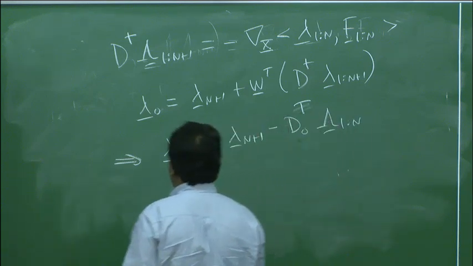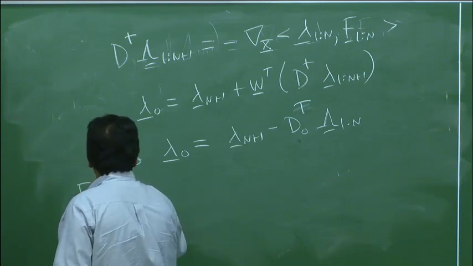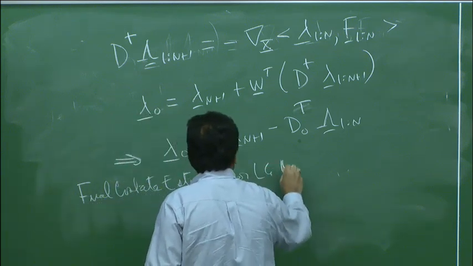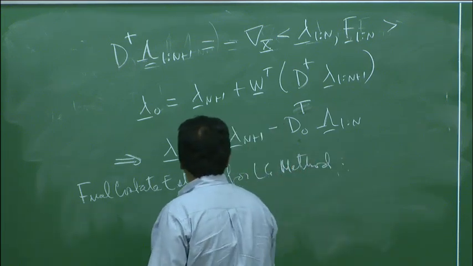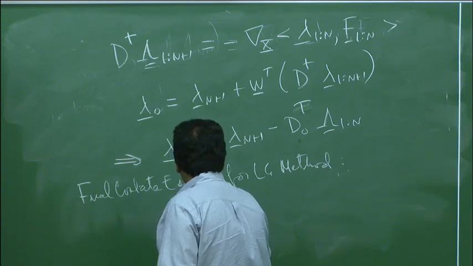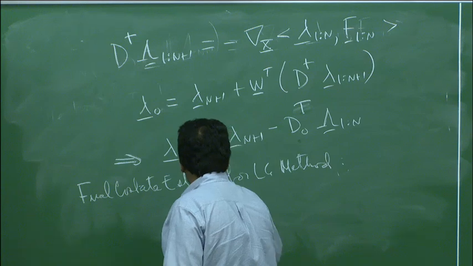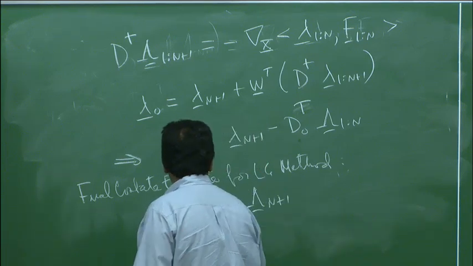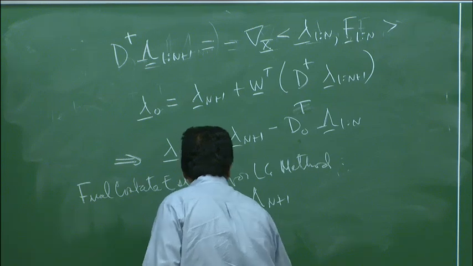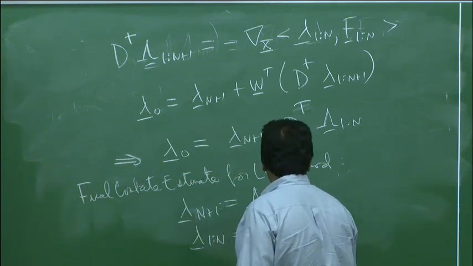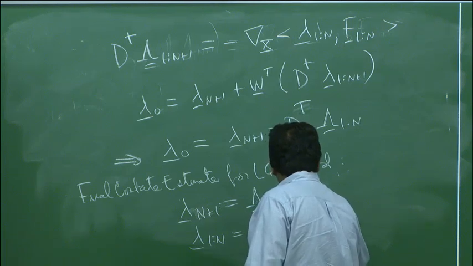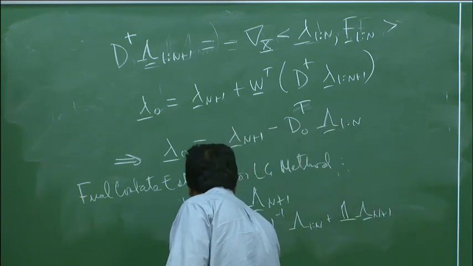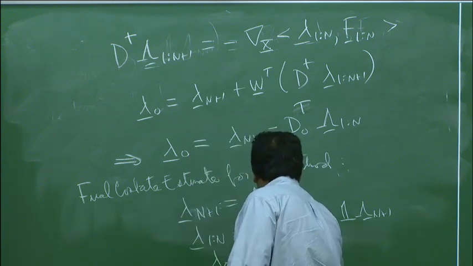So the final costate estimate for the LG method is as follows. Let's start with the final costate. Lambda n plus 1 is equal to the KKT multiplier associated with the quadrature equation. Lambda 1 through n is equal to the inverse of the weight matrix times the KKT multipliers at the Gauss points plus 1 times lambda n plus 1, and lambda 0 is equal to lambda n plus 1.